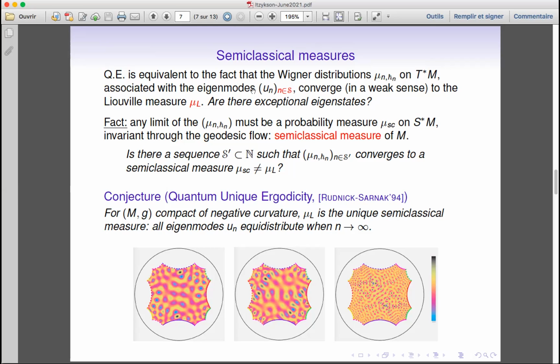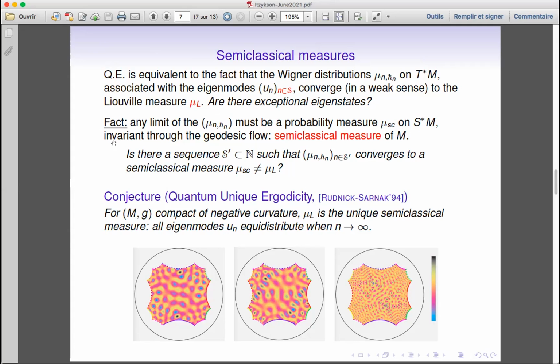Anyway, even before quantum ergodicity, we know one fact: if we look at this sequence of Wigner distributions, we can always extract a subsequence which converges to some measure. Mathematically, this is called weak compactness: when you take limits of probability measures, you can extract subsequences which converge. And what can it converge to? It converges to probability measures which are first supported on the unit energy shell, and these probability measures are invariant.